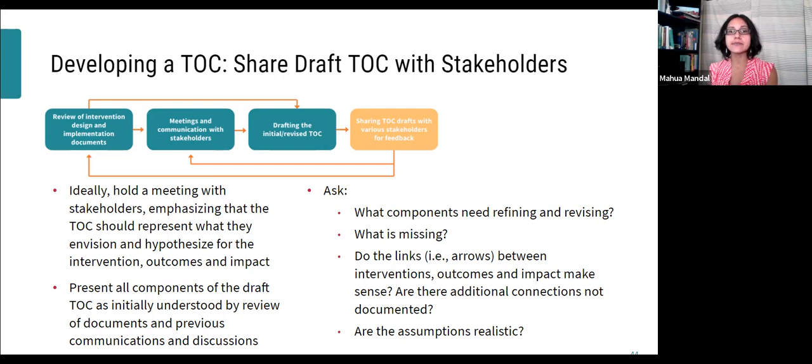And in this meeting, it's really important to ask questions. So some of the questions that need to be asked include what components of the theory of change need refining and revisiting, what's missing, did the links between the interventions, outcomes, and impact make sense? Are there additional connections not documented? And are the assumptions being made realistic? Next.